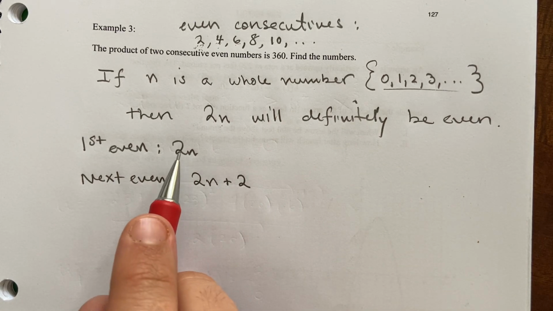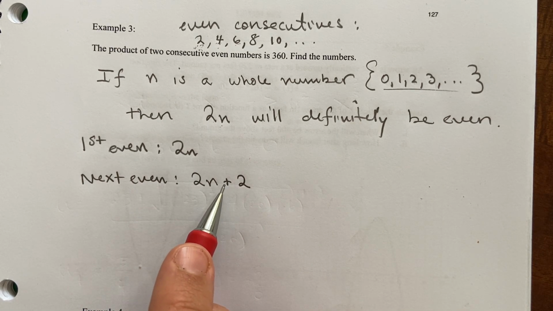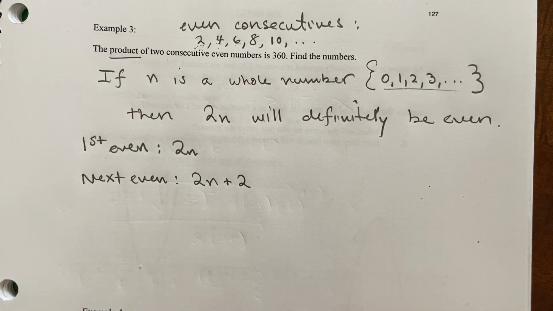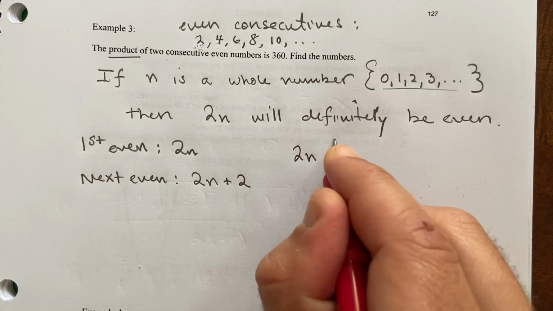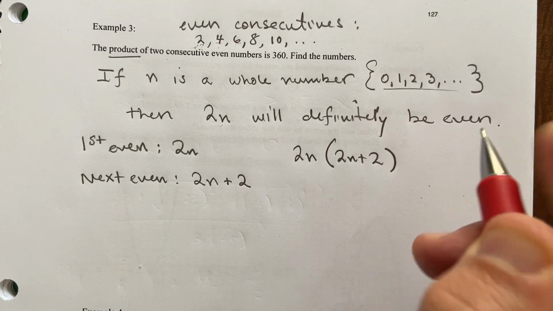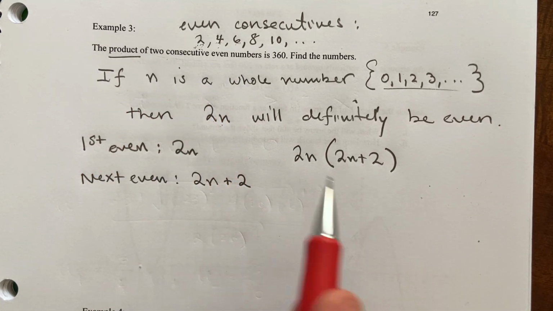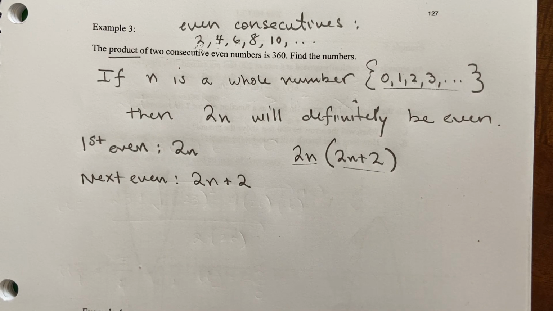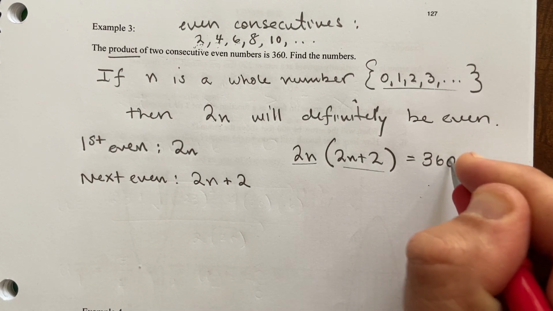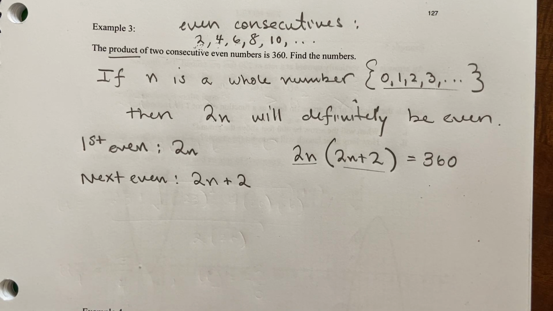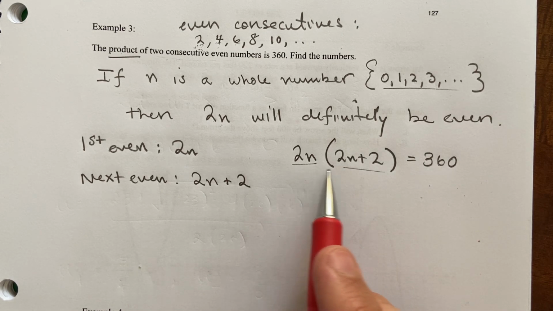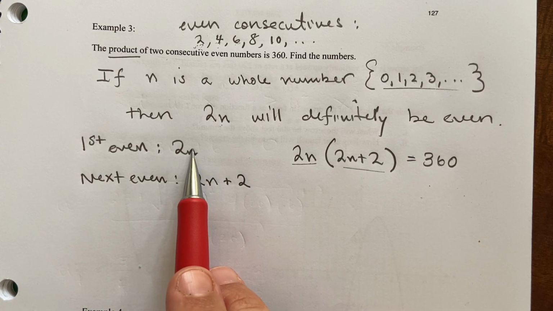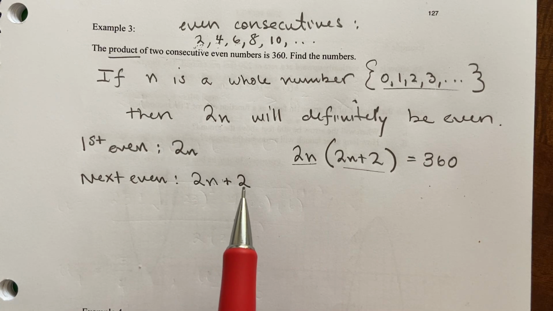Okay? So if this is the first even, 2n plus 2 will be the next even. The product of two consecutive even numbers, so meaning 2n times 2n plus 2, here's an even, here's the next even, so those are two consecutive evens, should be 360. So we need to solve this equation for n, and then we'll plug that back into here to actually find what the numbers are.